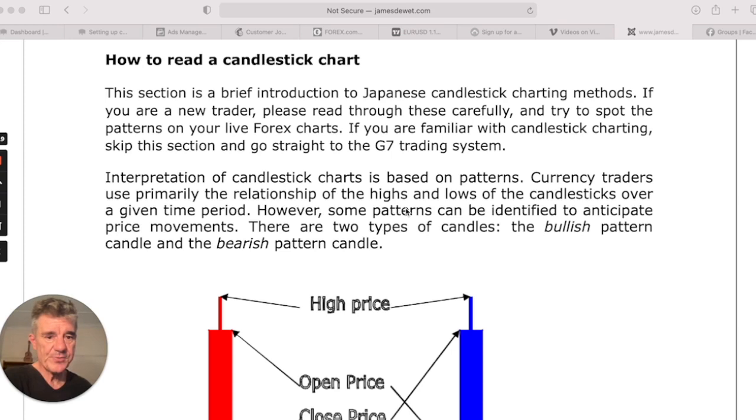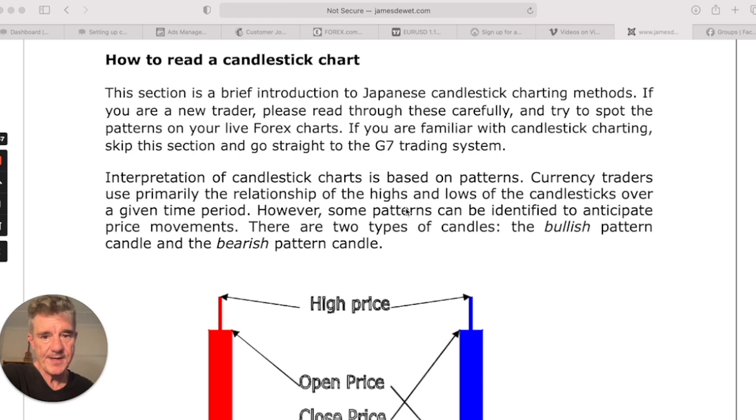So I'm just going to go through this with you bit by bit, and I'm going to make my own comments as we go through here. And if there's anything that I want to add to what's written down here, then I'll do so. So I'm just going to read this as we go along, and add bits and pieces in. So this is really on how to read a candlestick chart. I've described this very briefly to you already, what a candlestick is, what it looks like, and what it represents. So this section is a brief introduction to Japanese candlestick charting methods.